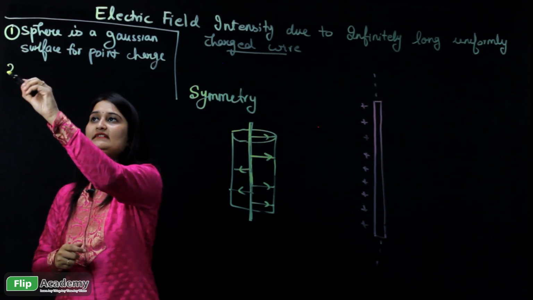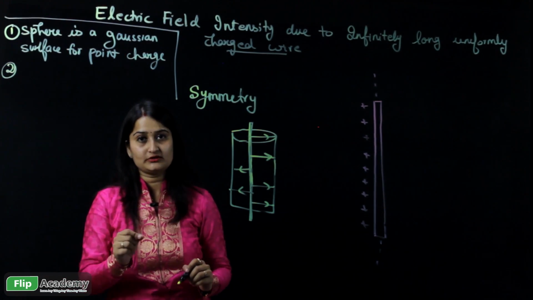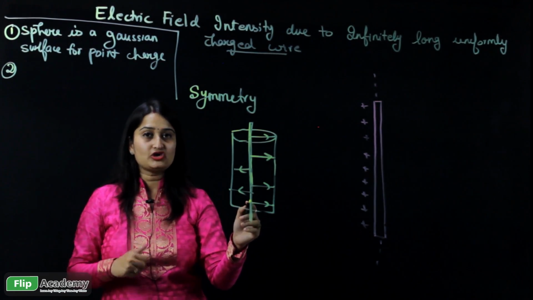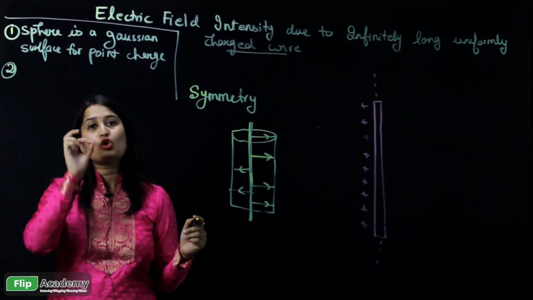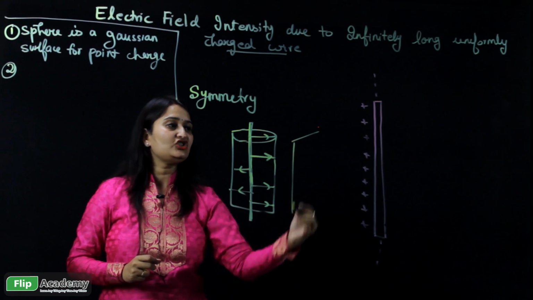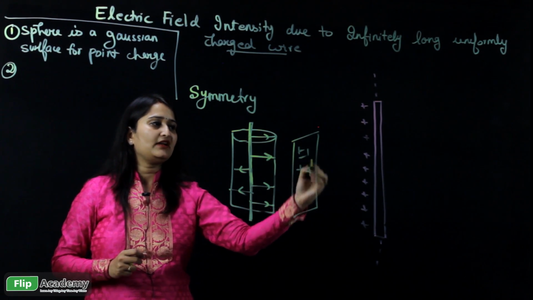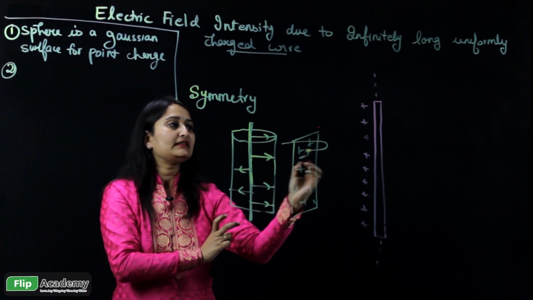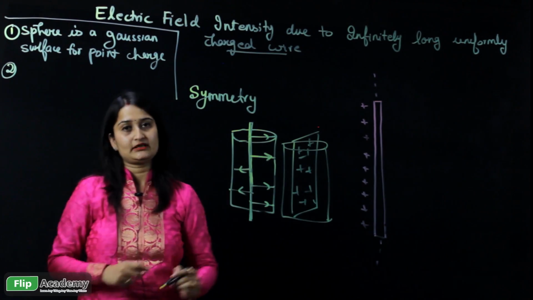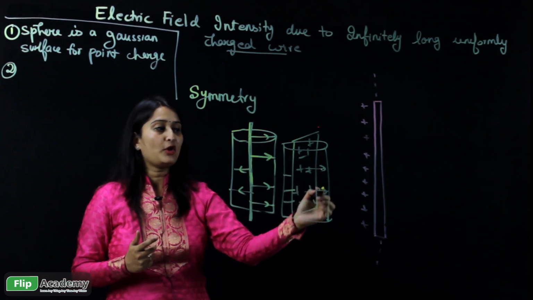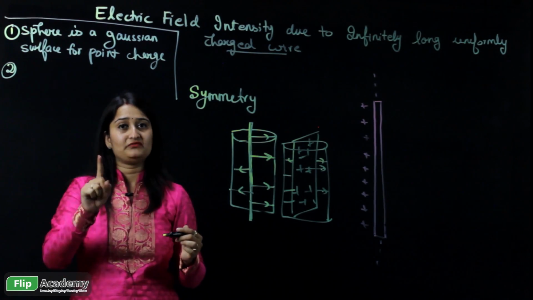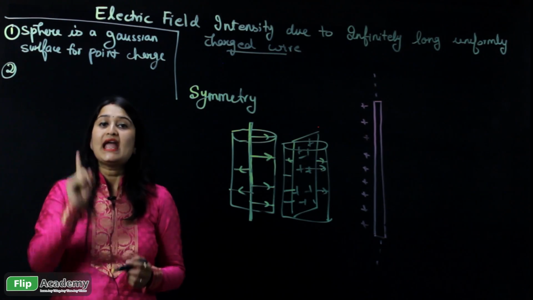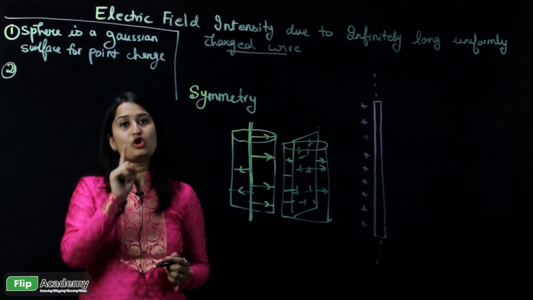So, a second point is that the cylinder acts as a Gaussian surface only for a line charged object, and it is also applicable for a plane sheet of charge. If we place any plane sheet of charge, where the positive charge is distributed all over, for this particular condition also the cylinder acts as a Gaussian surface because it produces a uniform electric field intensity at all points of the cylinder. So this is the second point, that the cylinder acts as a Gaussian surface for line charge as well as for a plane sheet of charge.